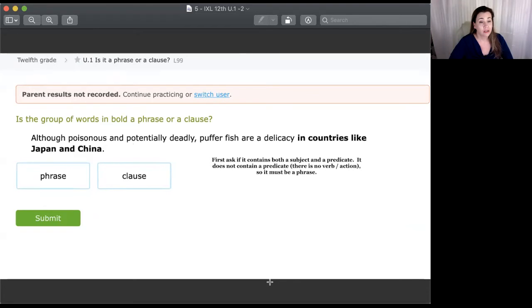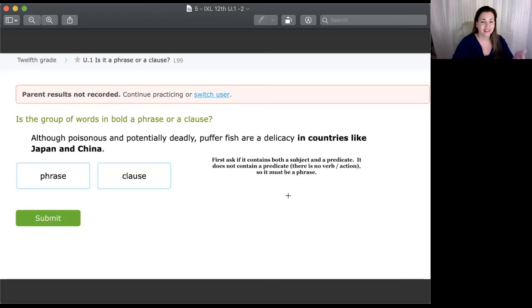Well, no, it doesn't. So we don't have either. It doesn't contain a predicate, so it cannot be a clause. It has to be a phrase. Okay, I don't know if we would, no, in is not a verb. I'm sorry, in my notes, I should have said it doesn't contain a subject or a predicate because in is a preposition, not a verb. I missed that in my notes.